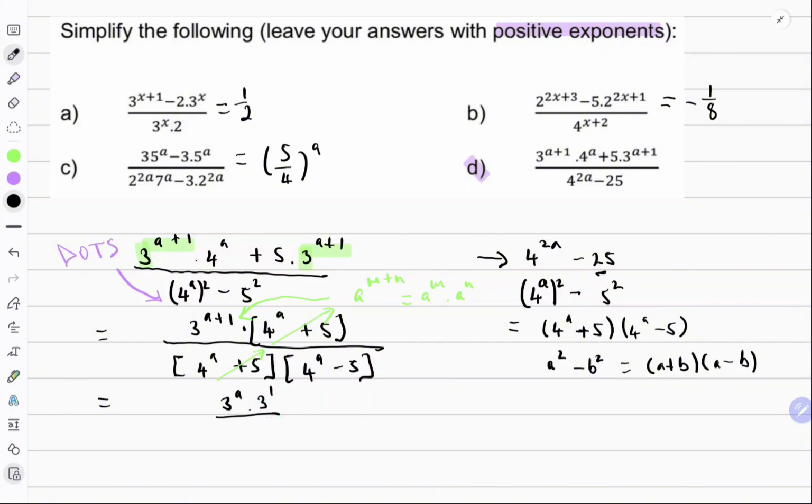And in the denominator, we've got 4 to the power of a minus 5. So this here is equal to 3 times 3 to the power of a all over 4 to the power of a minus 5. So we fully simplified this expression.